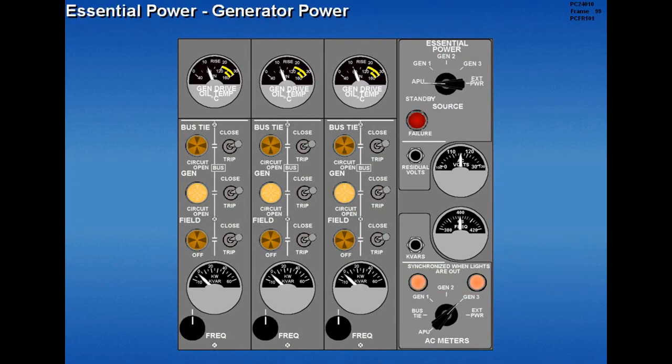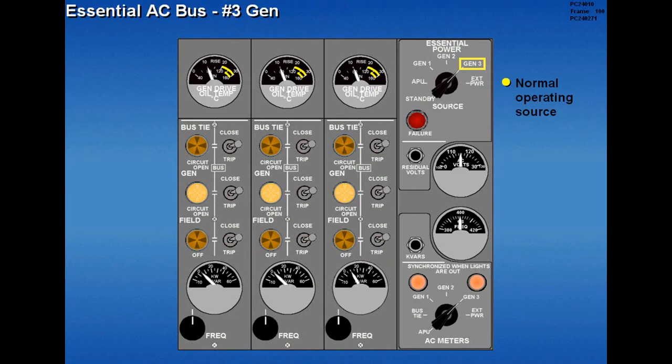Prior to closing the generator breakers, moving the essential power selector to any engine generator position provides power from the respective generator to the essential AC bus. As each position is selected, the essential AC load is displayed on the respective kW meter. The number 3 generator is the normal operating source for the essential AC bus.